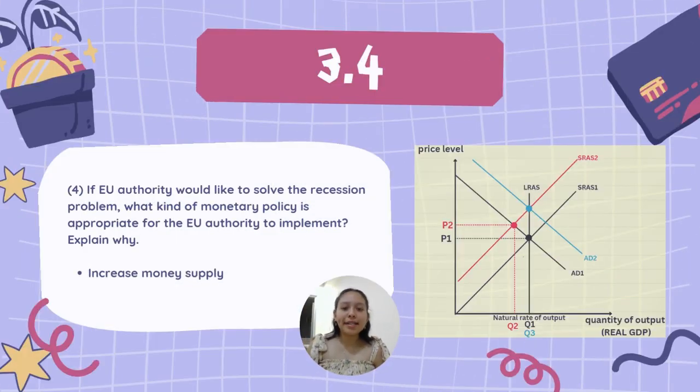3.4 now asks if the European Authority would like to solve the recession problem, not the inflation problem anymore, what kind of monetary policy is appropriate to implement? So we will implement an increase in money supply, since an increase in money supply will reduce the interest rate and this boosts consumption and investment.